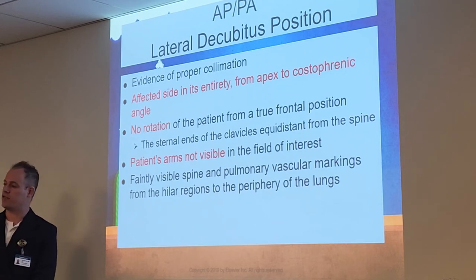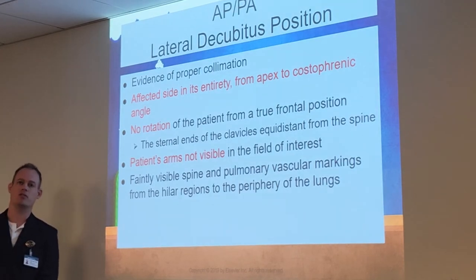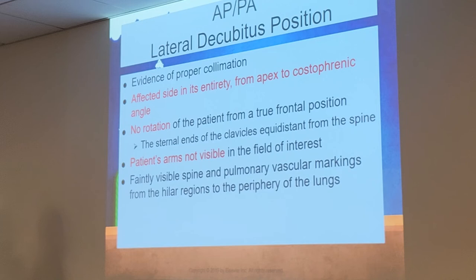Make sure their back is nice and flat against the IR or their chest, depending if you're doing the AP versus PA. Also, make note, the arms need not be visible in the field of interest. It can be very hard to bring those arms all the way up above the head. Ensure they are, because some of that arm tissue or the humerus will end up covering up those lungs. You want to make sure they're nice and fully out of the way before you take that x-ray.